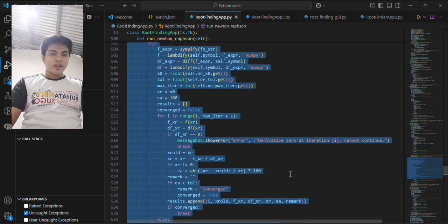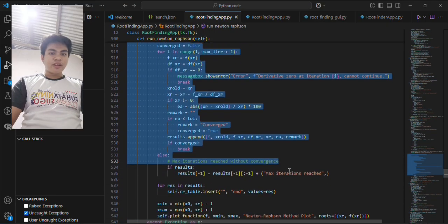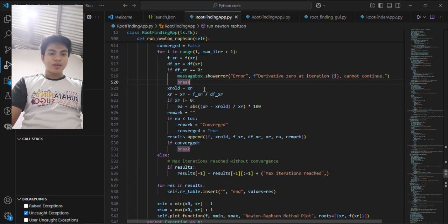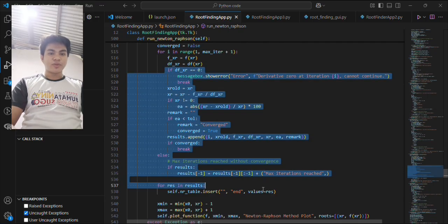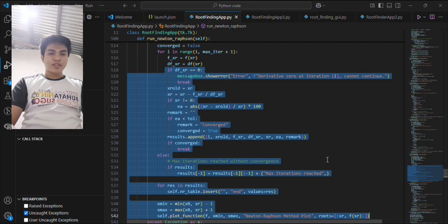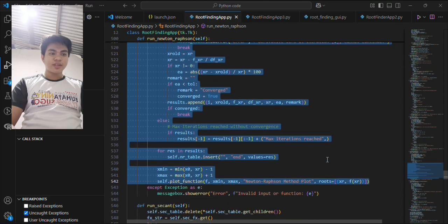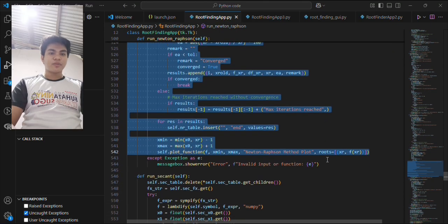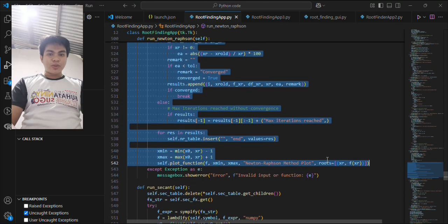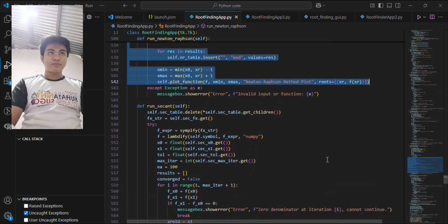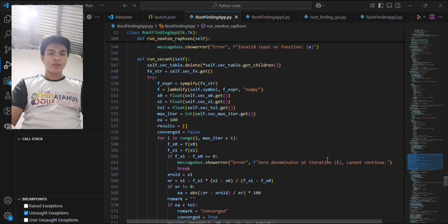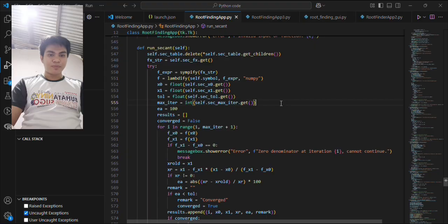Step 3, error check. If the derivative is zero, it will raise a division by zero error. Step 4, display the iteration results: function value, derivative, next guess, error. Now, let's proceed to the last method, which is the secant method.